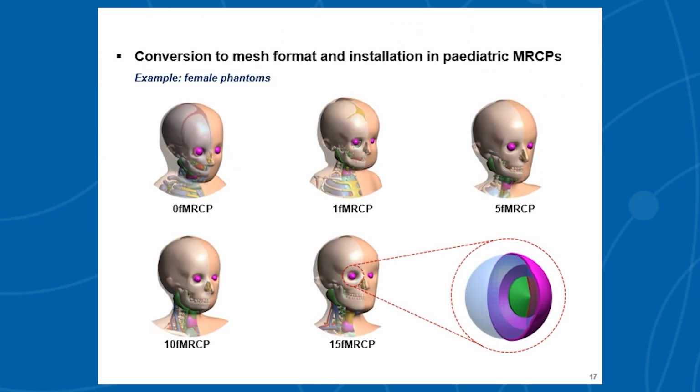The developed pediatric stylized eye models were then converted into the high-quality mesh format and installed in the phantoms. As you can see, the final models include the fine anatomical structures, including the red-colored thin radiosensitive region in the lens.